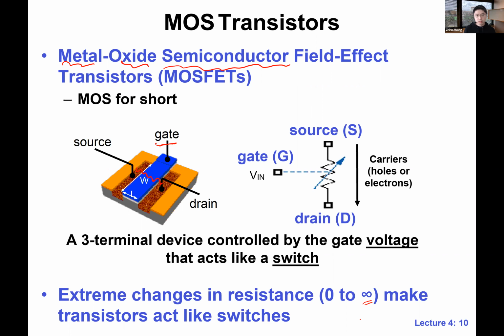So then this is just another symbol, right? This symbol will be this one. So we'll be using this symbol more often. This is a more abstract symbol. One more time, we have three terminals. The input is usually connected to the gate, right? So look at how the source and drain are connected. This is basically a switch.